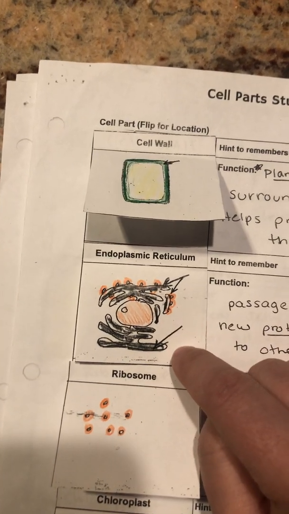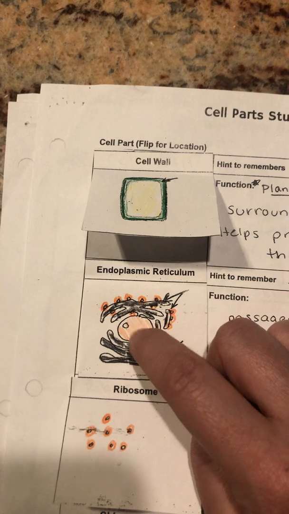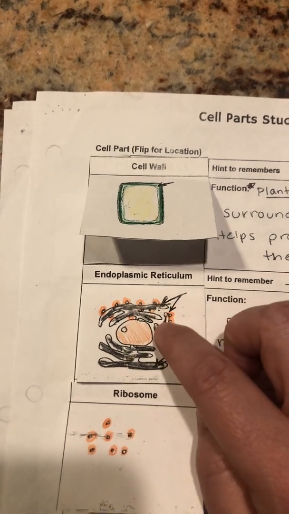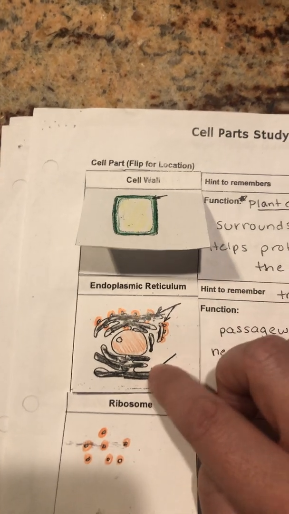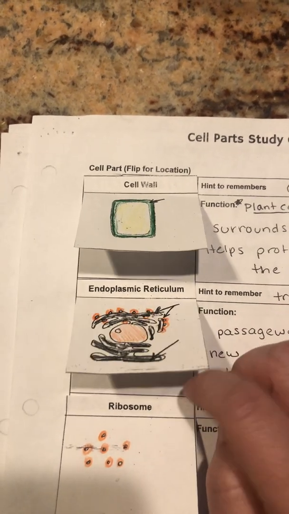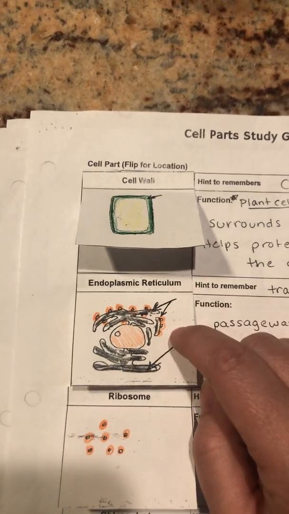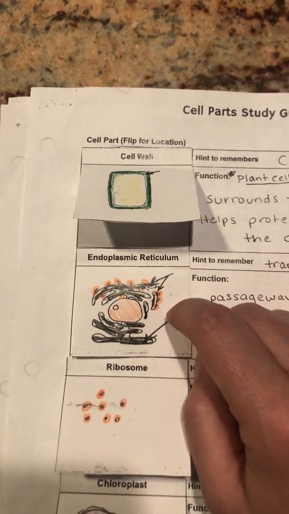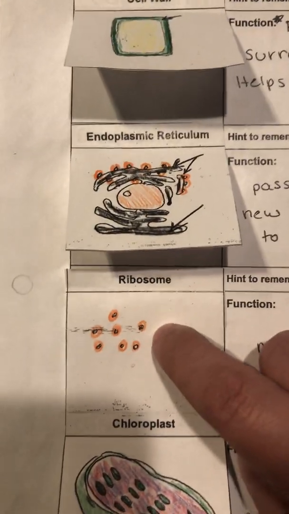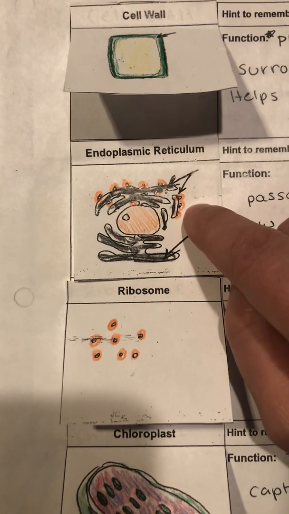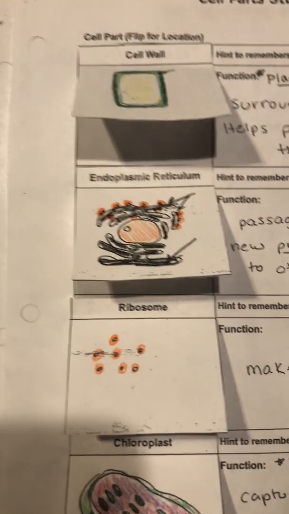So the endoplasmic reticulum. Notice I drew the nucleus because it's always around the nucleus. So I drew the nucleus there, and then I just made some arrows pointing to it. And so underneath I might write the endoplasmic reticulum is always around the nucleus, right? Ribosomes can either be floating around the cytoplasm, or sometimes they're attached to the endoplasmic reticulum, right?